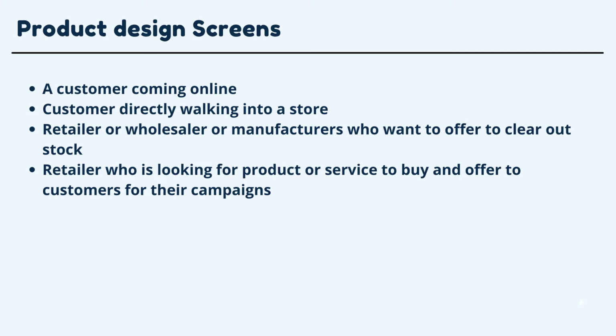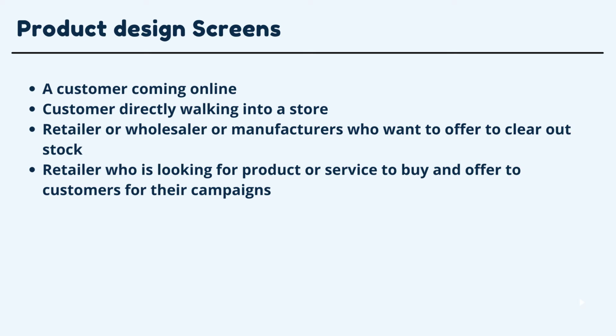So the first one is the customer coming to online. There are a couple of things. The retailers can keep their campaign in the online, but at the same time, when the customer comes to their offline store, it should be available for them as well. So that's the reason. And the first scenario is the customer coming to the online, and the next scenario is the customer directly walking to the store.